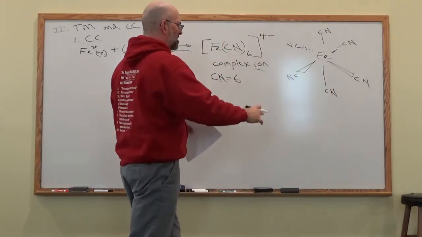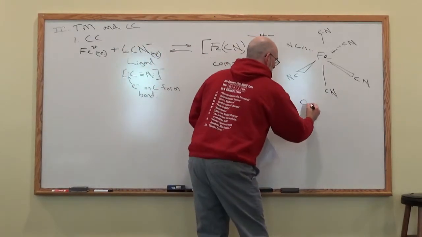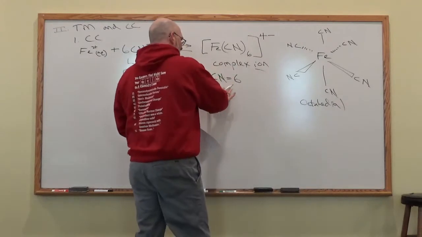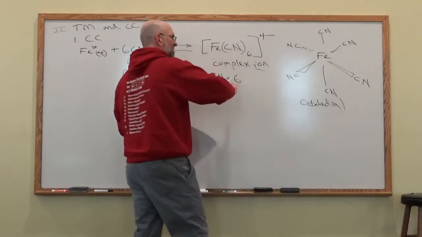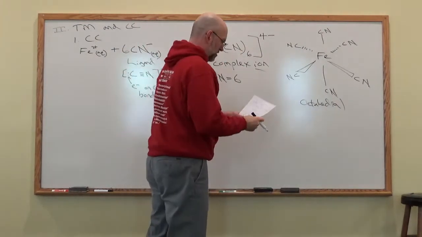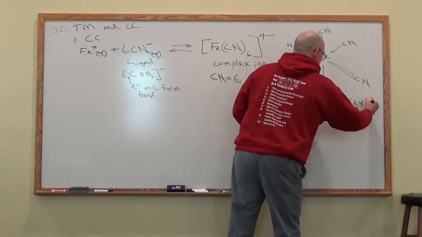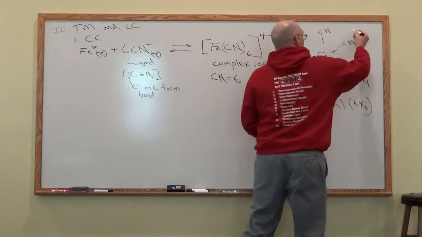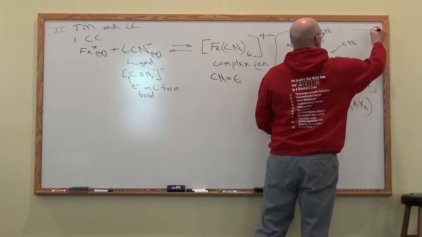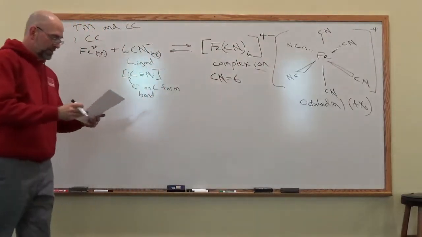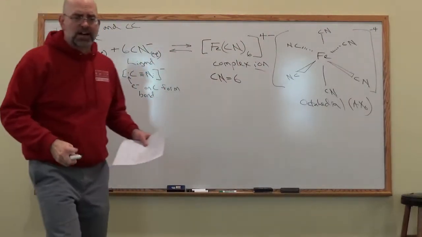And this is an octahedral complex because it has a coordination number of 6. So these all kind of point to the same thing. And sometimes we call this an AX6. And then this whole thing has a 4 minus charge. I don't get hung up on which way you write it. Okay, so that's coordination number.